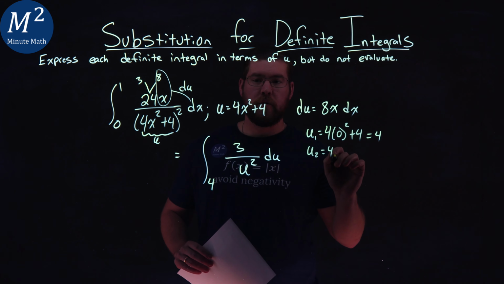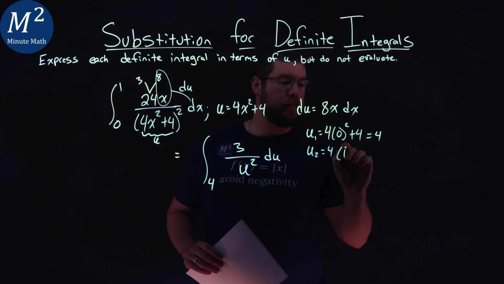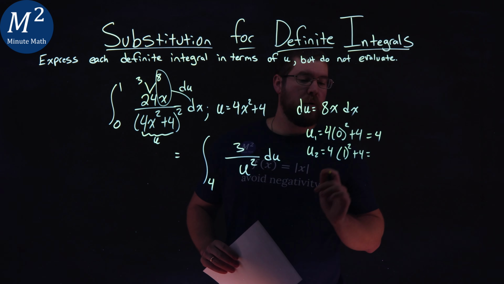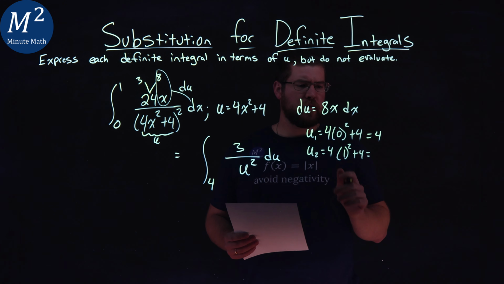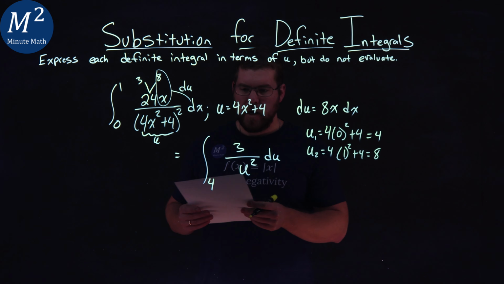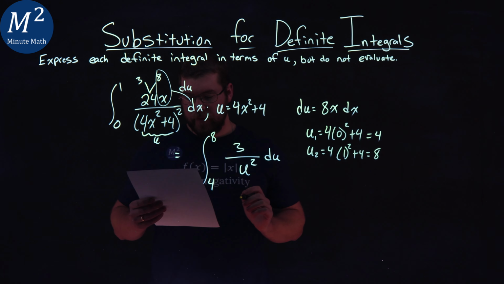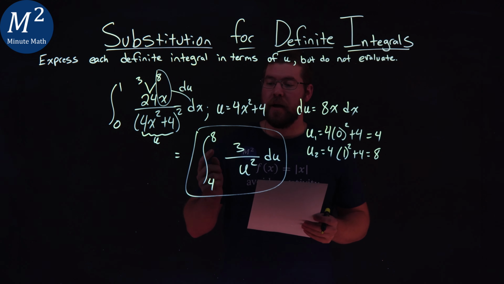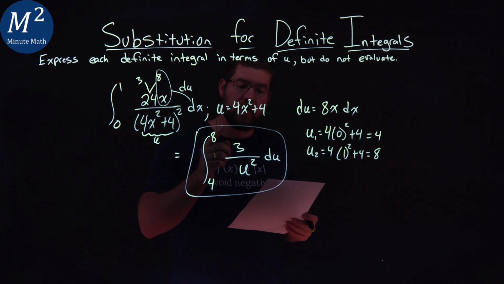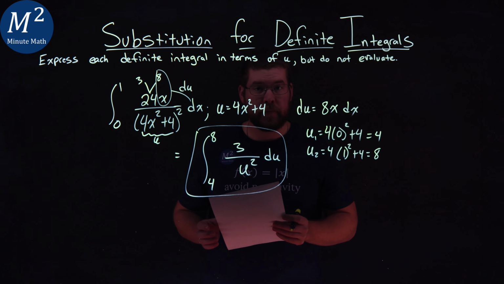u2, same thing. 4 times upper bound 1 squared plus 4. What do we have? We have 4 times, 1 squared is 1, so 4, plus 4 is an 8. Okay? So we have an upper bound of 8. And there we have it. We have our final answer. Our integral now in terms of u is an integral from 4 to 8 of 3 over u squared du.